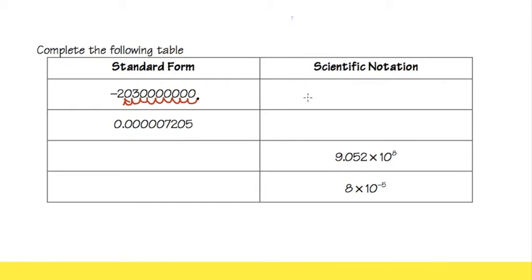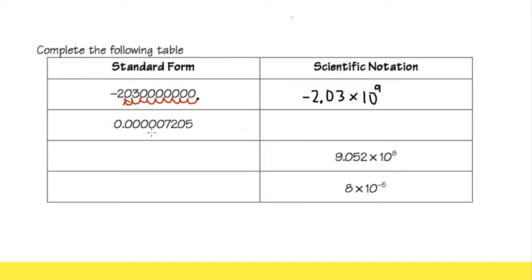So in this case, it's -2.03, and we write it down as multiplied by 10 as the base, and because we move to the left 9 times, right? And this is a big number, right? It was a whole number in the first place, and the exponent here will be +9. And now let's do the other one.